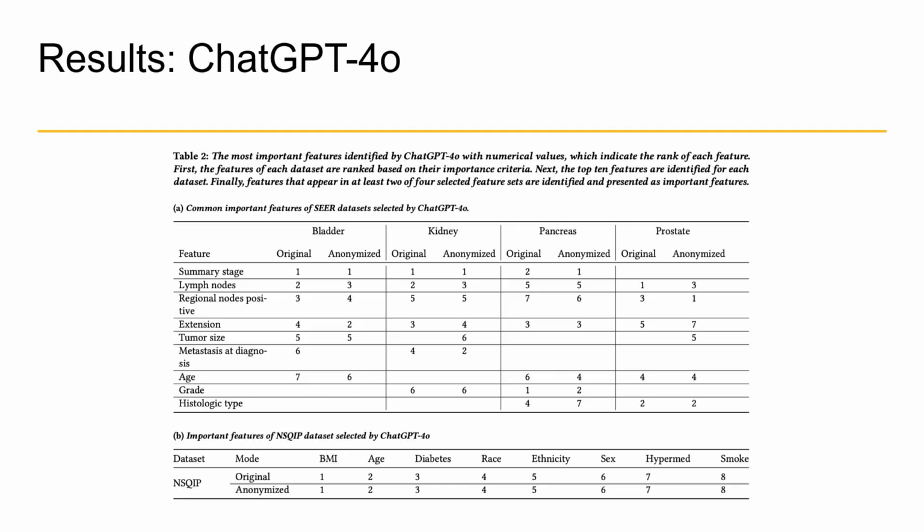ChatGPT 4.0 also identified many of the clinically important features. In SEER, ChatGPT selected many key features, including summary stage, lymph nodes, and extension, but there is some variability when we introduce anonymization, which suggests partial reliance on feature names for more complex data sets. For the NSQIP dataset, ChatGPT was highly consistent, even when the features were anonymized, repeatedly selecting BMI, age, diabetes, and smoking as the important predictors.